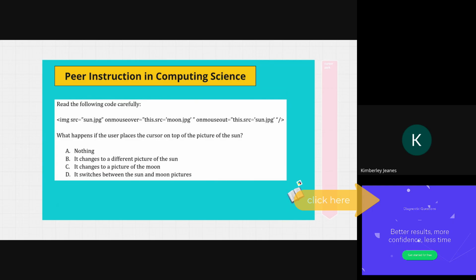So now that we've had a look at some different types of questions, let's finish off by having a look at where we might use them.